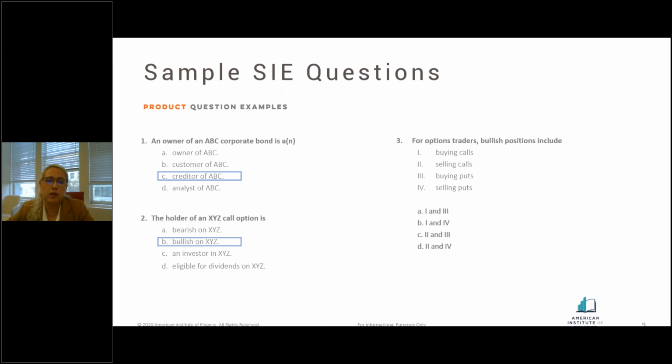And then selling a put is pretty much the same as buying a call. So again, you're bullish on that position. So again, the right answer is buying calls and selling puts. So you will see a lot of this type of questions where you have to pick 2 or 3 or all of them.